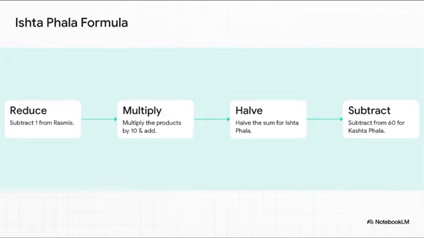Step 1. You take your raw planetary ray values, these are called Rasmis, and subtract 1. Step 2. You multiply those products by 10 and sum them up. Step 3. You divide that sum right in half. The result is your Ishtaphala. That's the quantifiable score of a planet's positive impact. Finally, Step 4. To find the exact inverse, the negative impact, or Kashtaphala, you subtract that positive score from a constant maximum value of 60.